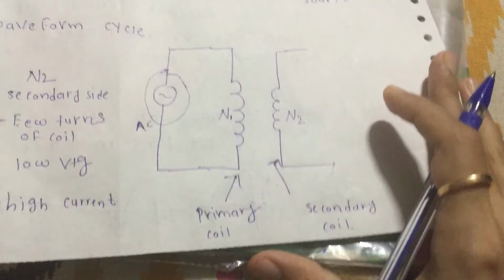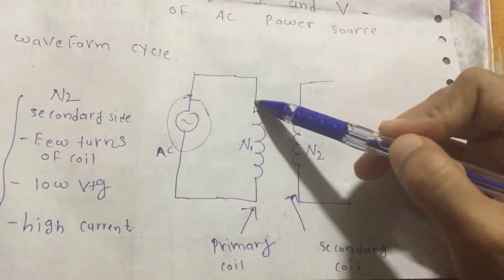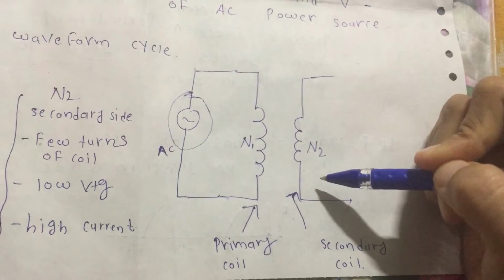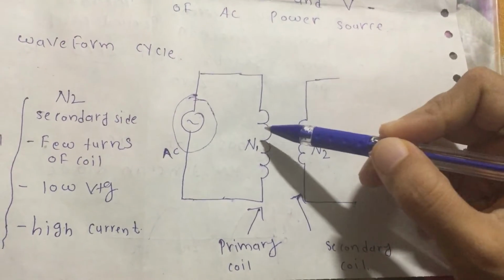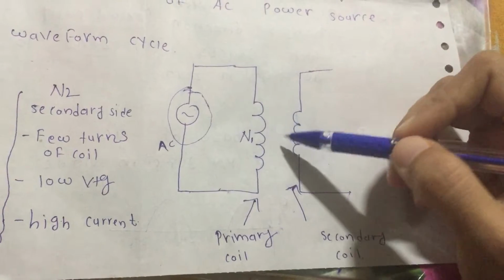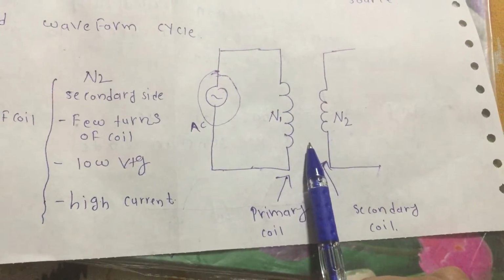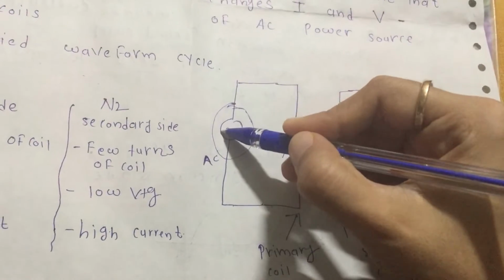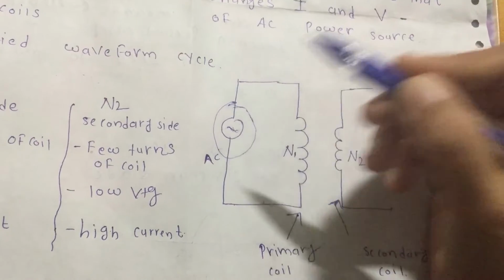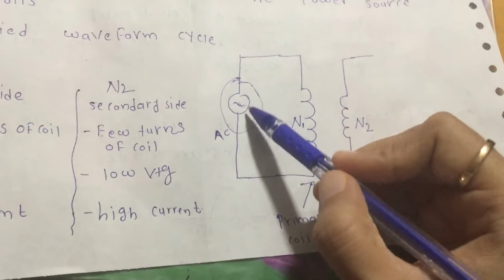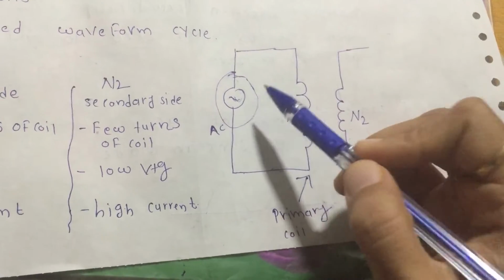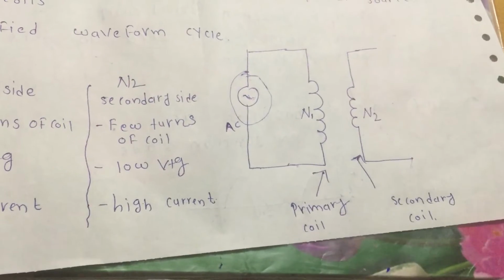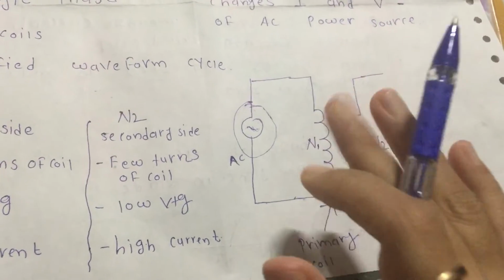Here you can see in this figure, the number of coils on the primary side is more than on the secondary side. So, more to less, it is called a step down transformer. This is the primary and this is the secondary, and this is the symbol of AC current. If in a circuit diagram you see only this symbol, you should understand the whole diagram is inside, and that a transformer is already used in this circuit.